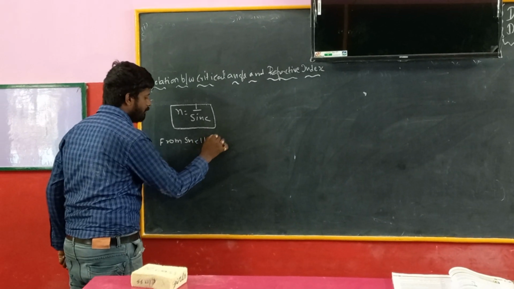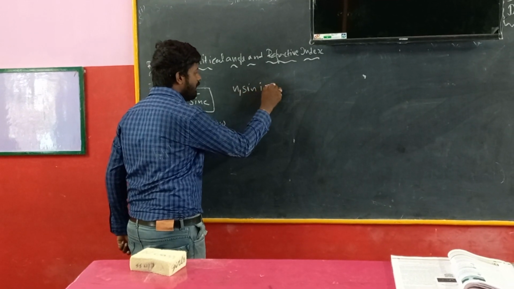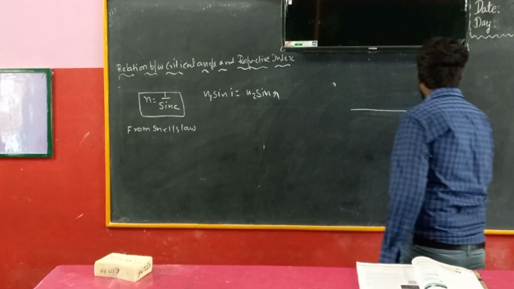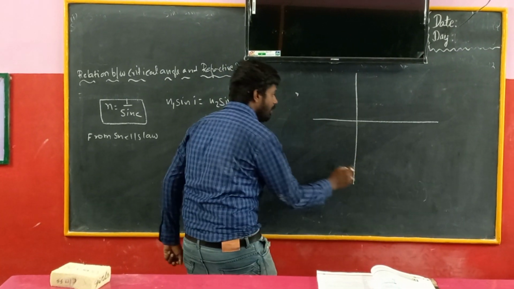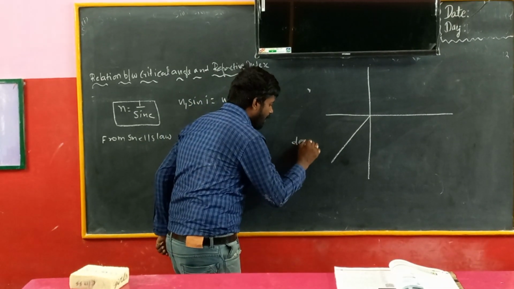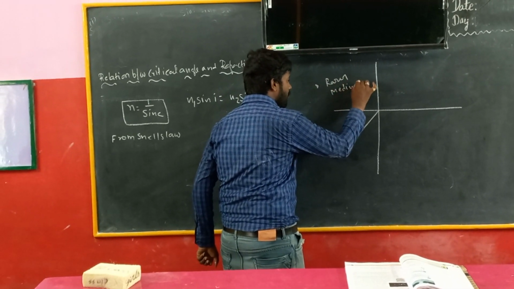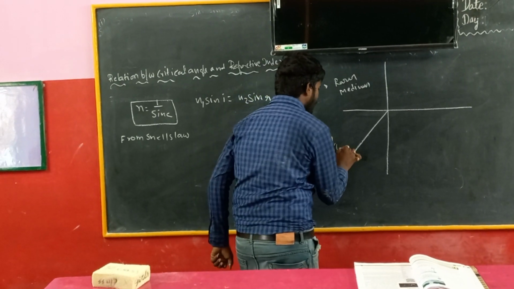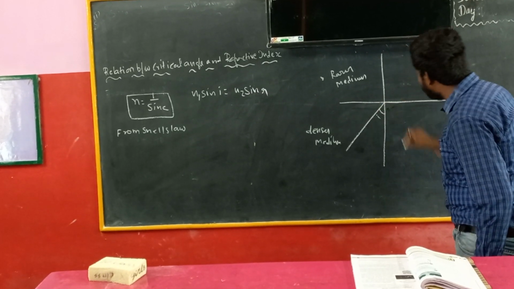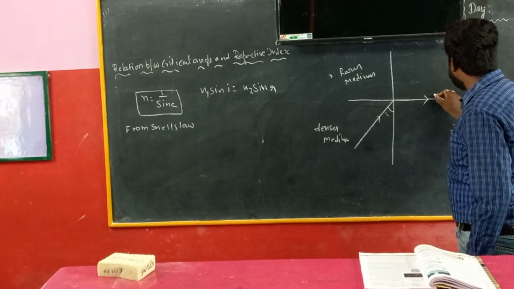It is very clear that n1 sin i is equal to n2 sin r. When we are studying critical angle, the light ray is traveling from denser medium to rarer medium, and the light ray grazes over the surface. This is called the incident ray, and this is called the reflected ray.